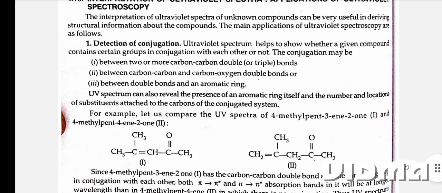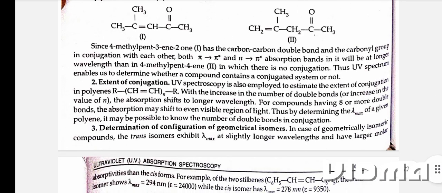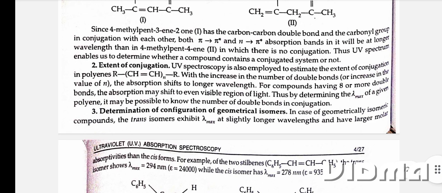UV spectrum can also reveal the presence of an aromatic ring itself, and the number and locations of substituents attached to the carbon of the conjugated system. Since 4-methyl pent-3-ene-2-one has the carbon-carbon double bond and the carbonyl group in conjugation with each other, both pi to pi star and n to pi star absorption bands in it will be at longer wavelength than in 4-methyl pent-4-ene-2-one, in which there is no conjugation. Thus, UV spectrum enables us to determine whether a compound contains a conjugated system or not.